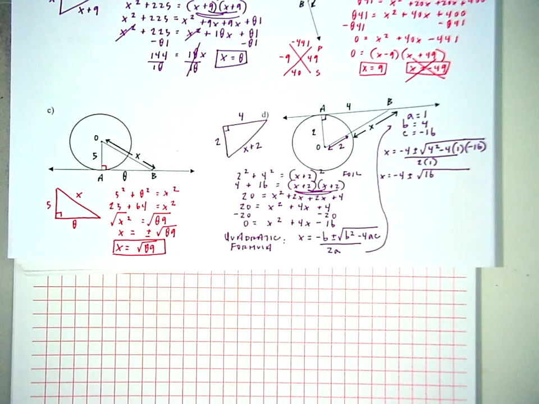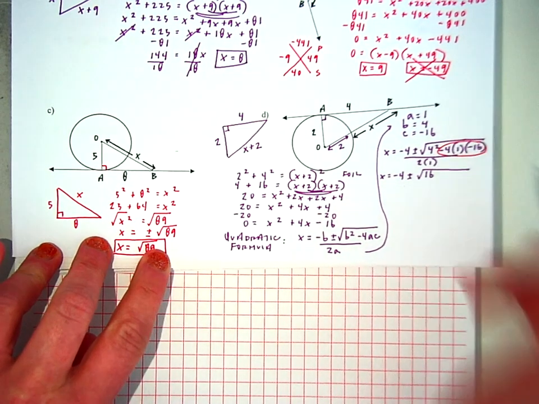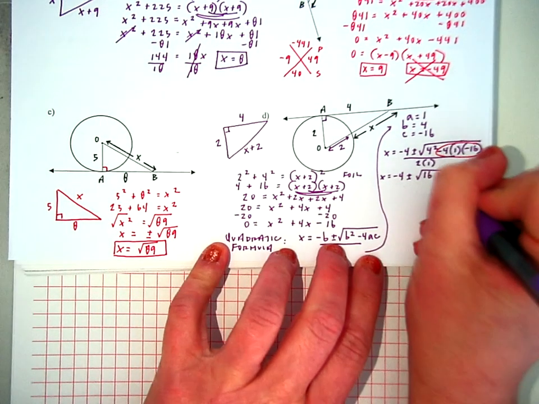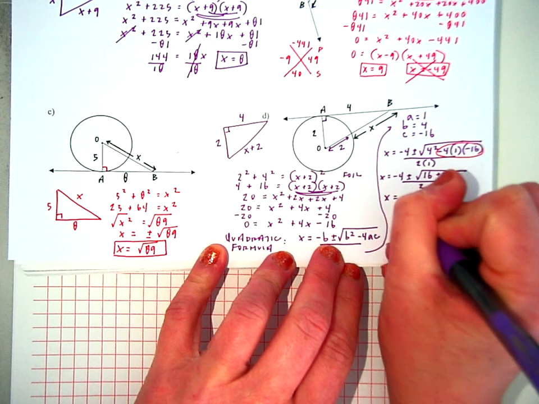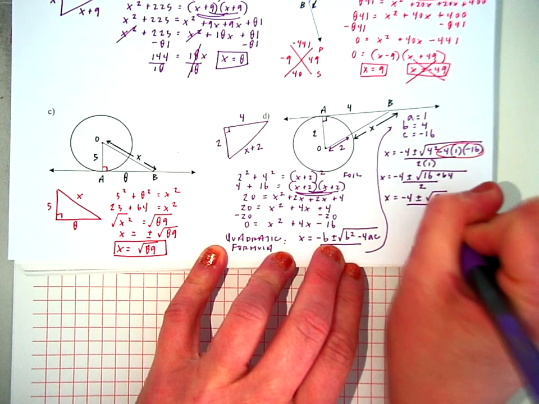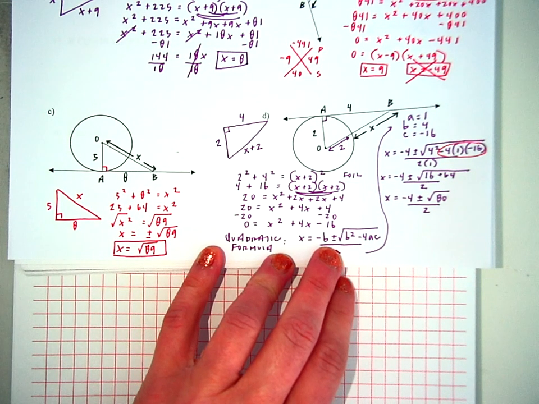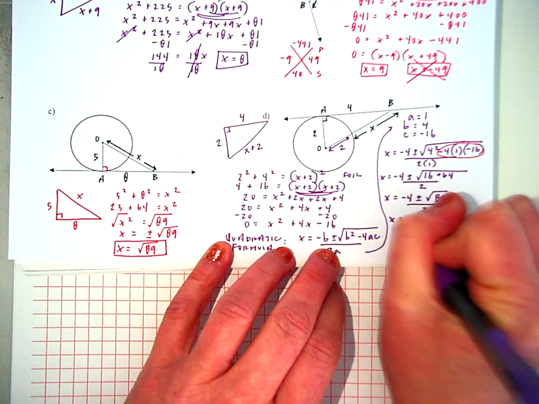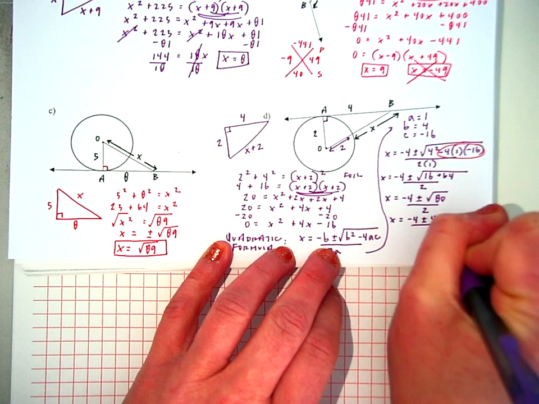Now this is always a place where I see mistakes. So this whole part right here, that's a package right in there. So if I multiply that out, I'm going to get positive 64. And then all over 2. So x equals negative 4 plus or minus the square root of 80 divided by 2. And the square root of 80, I can simplify that a little bit more because that's 16 times 5, so 4 root 5. So I'm going to end up with negative 4 plus or minus 4 root 5 divided by 2.